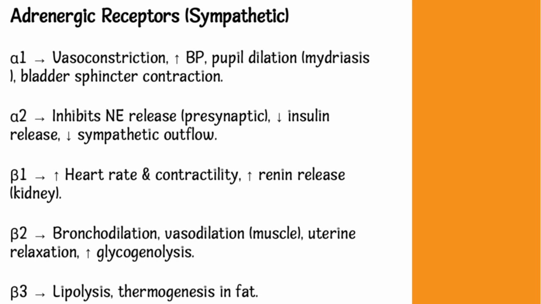Now we should have beta 3. Beta 3 is not so common, but it has specific function. Its specific function is lipolysis. So it's involved in the breaking down of fat and lipids to their simplest form, and also thermogenesis in fat. This has to do with breaking down of fat to produce heat for the body in order to maintain body temperature. Okay.